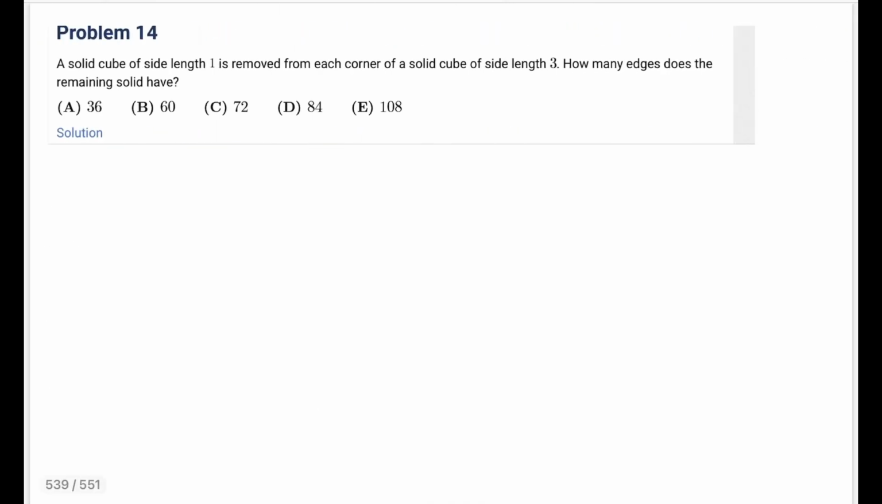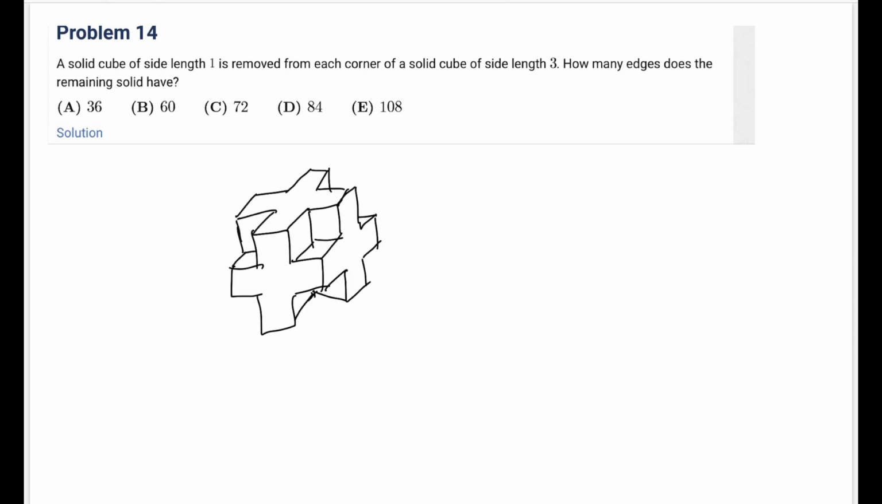Number 14, a solid cube of side length 1 is removed from each corner of a solid cube of side length 3. How many edges does the remaining solid have? Okay, so this means that we end up with a shape like this, and then this is repeated. Yeah, so like that. And then how many edges does the remaining solid have?